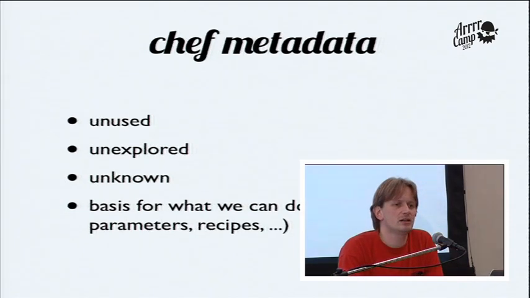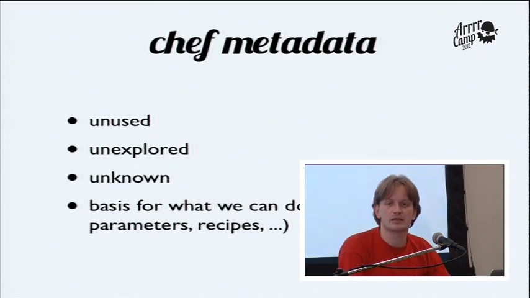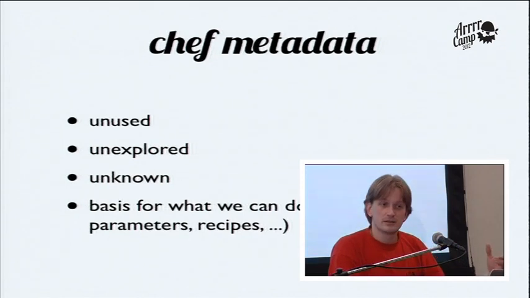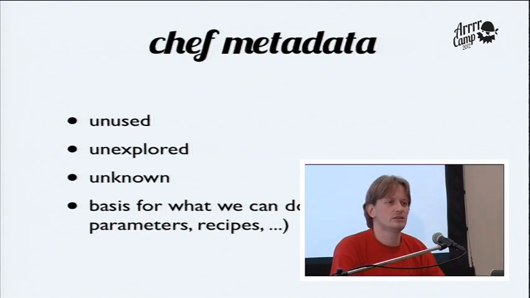The Chef metadata file, I didn't know where to put that slide, but it actually contains quite a lot of information. Test Kitchen uses the metadata file to see what platforms it should run. So there you say supports Ubuntu, and then it will test against Ubuntu. If you say supports CentOS, it will actually start testing also against CentOS. You can add others.